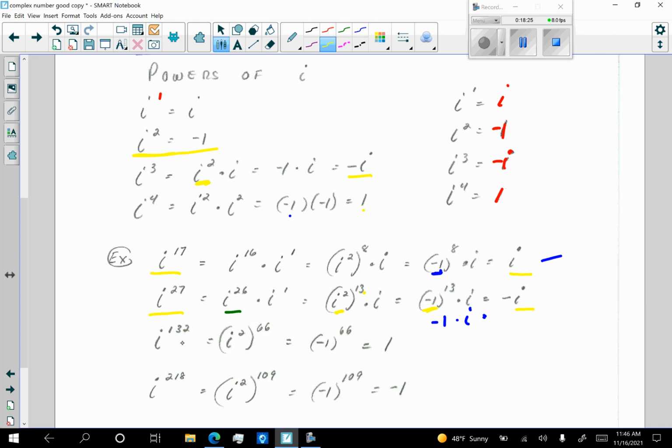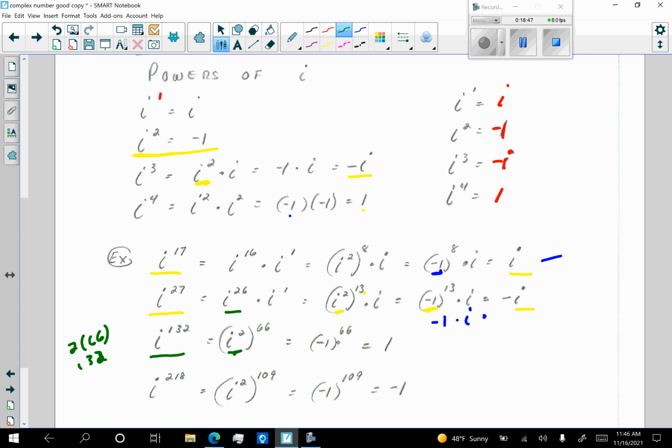So here I have I to the 132nd. Let's do this rascal here. I to the 132nd, that's going to be I squared to the 66. Why? Because 2 times 66 is equal to 132, not 133. And why did I write that? Because I squared is negative 1.